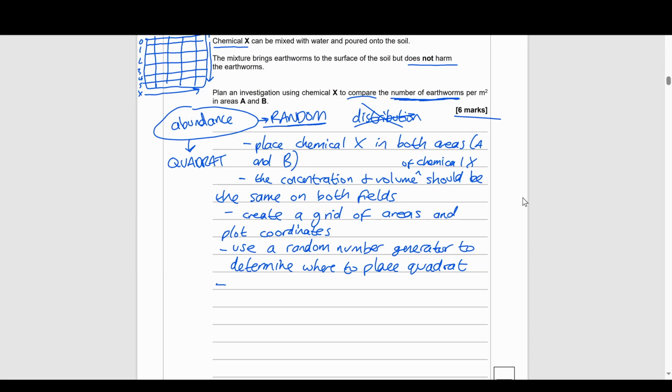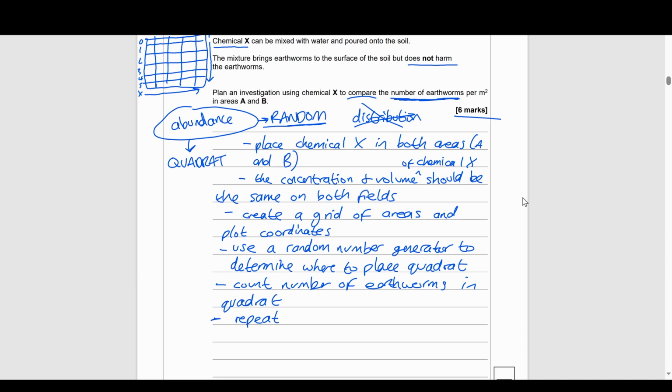Okay, so once we've placed our quadrat down, what we're then going to do is count the number of earthworms in the quadrat. Okay, great. So we've done that. However, this count that we do could really be lucky for us, because it may be on the off chance that we enabled a lot of earthworms to appear. So what we definitely want to do is we want to do this multiple times.